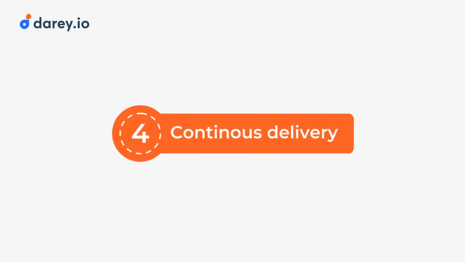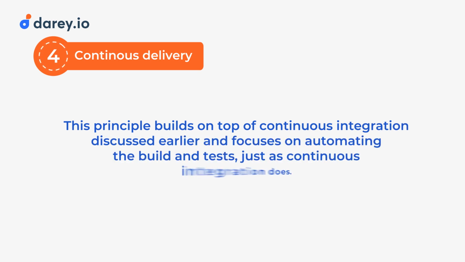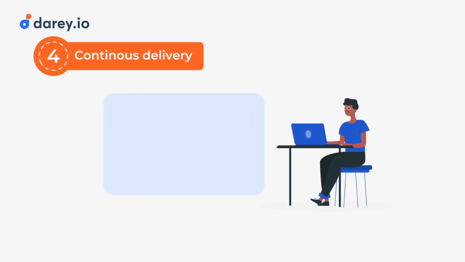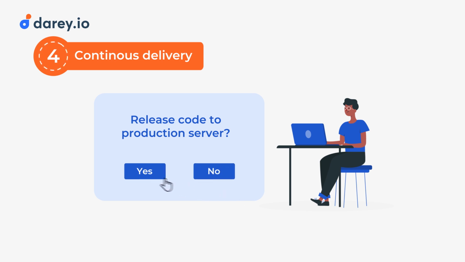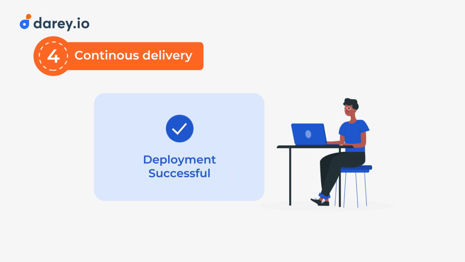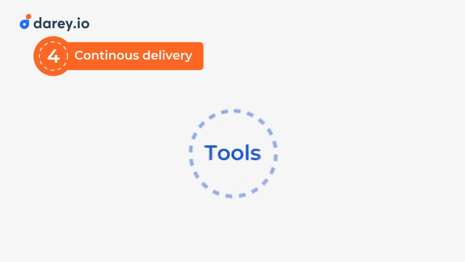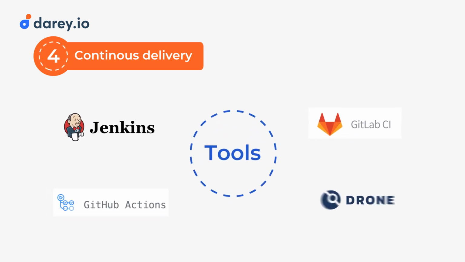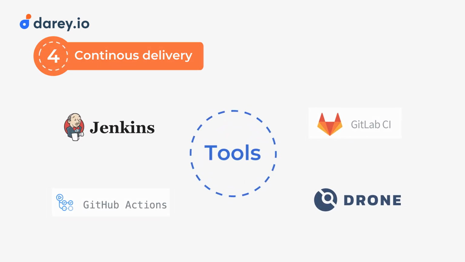Continuous delivery. This principle builds on top of continuous integration discussed earlier and focuses on automating the build and test, just as continuous integration does, but goes further to stage the code so that it waits for a final and manual decision of an engineer to release the code to a production server where the customers will be able to use it. The same tools used at the CI phase can also be used here as well.